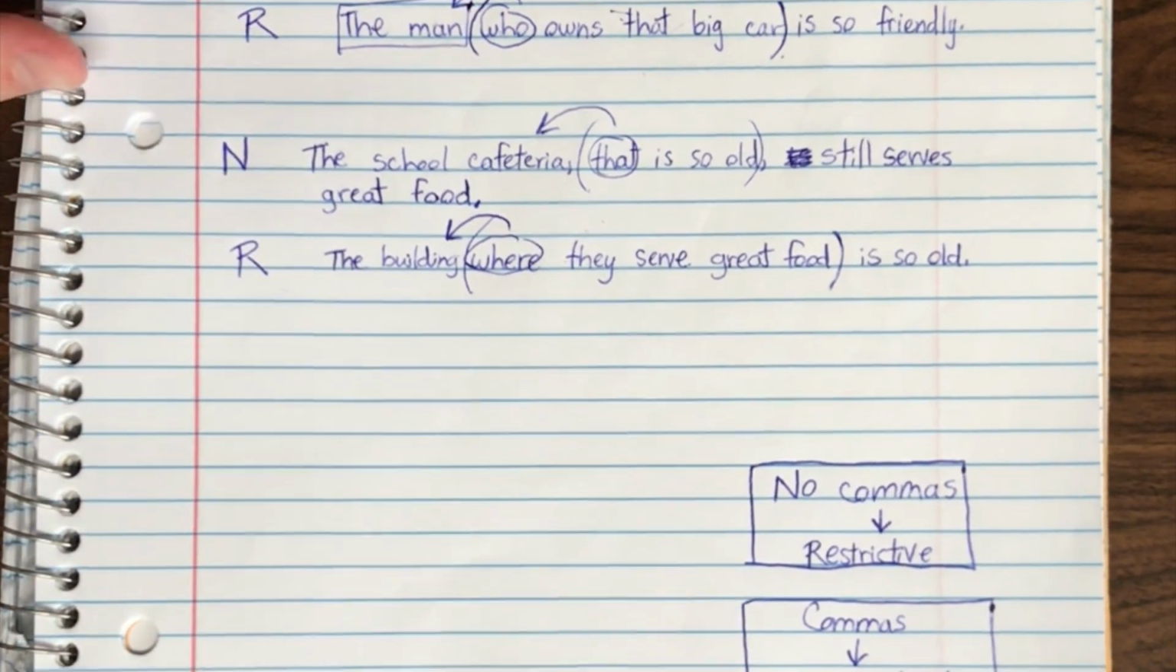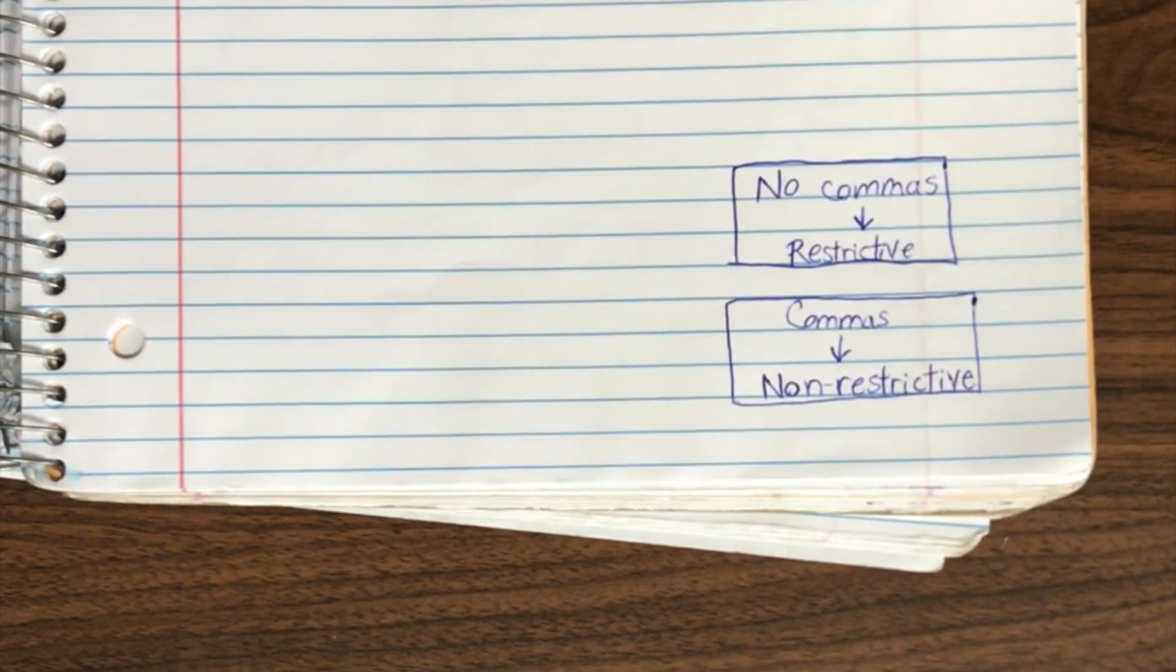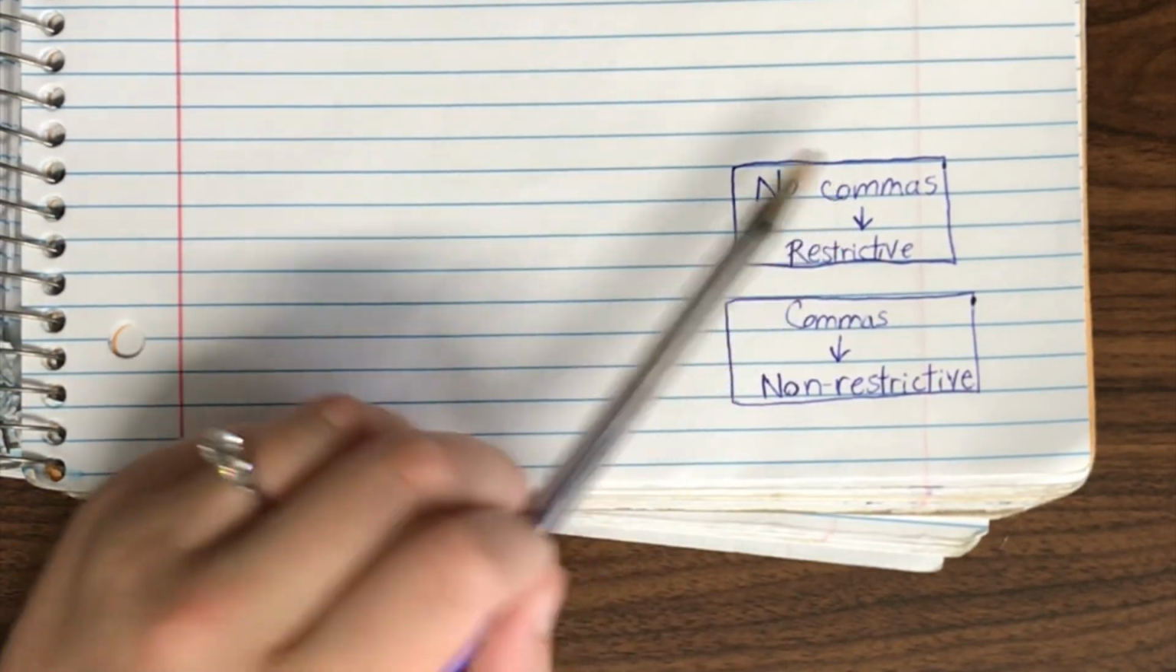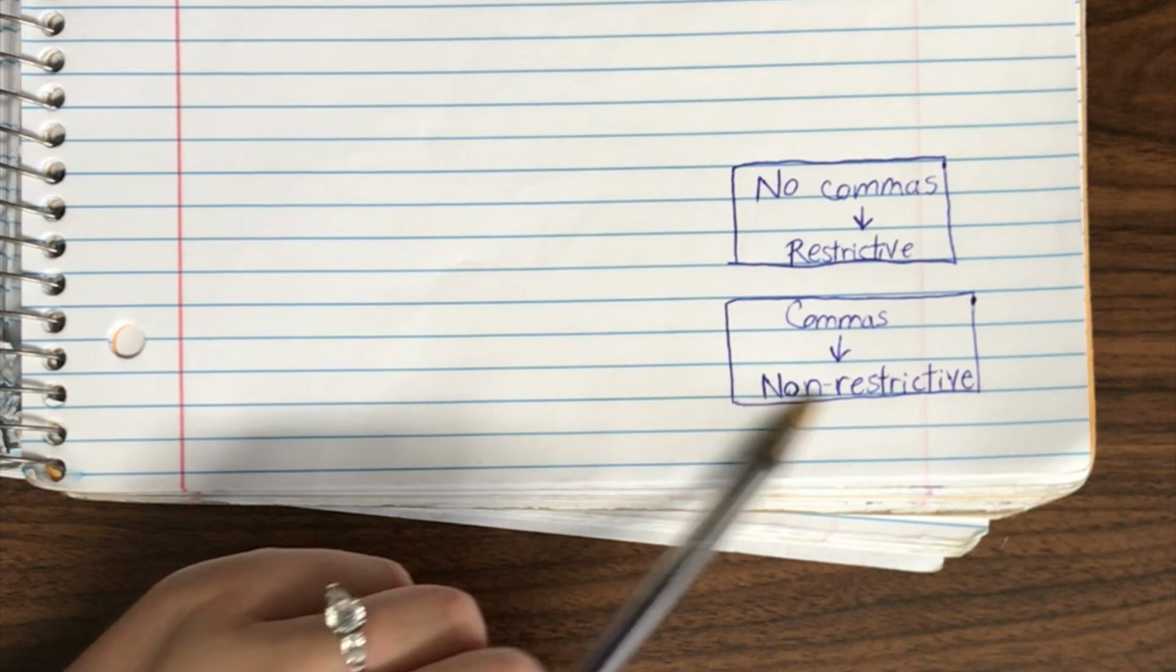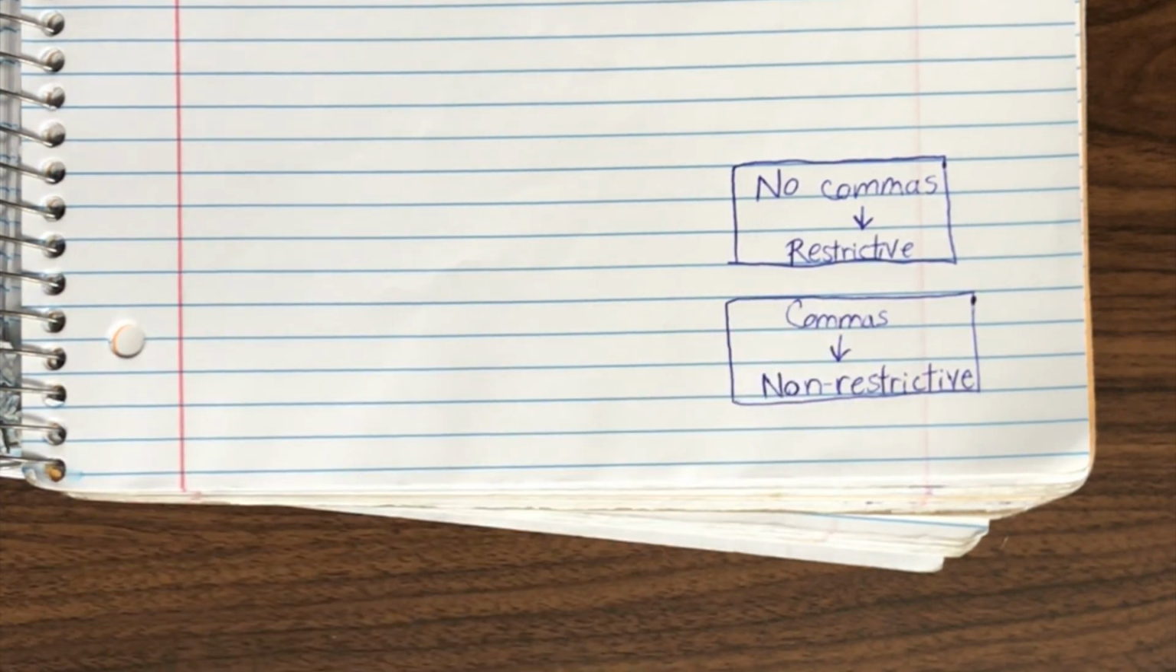So at the bottom here, we just have our quick reminders. Restrictive clauses have no commas. Non-restrictive clauses have commas. I hope this can clear things up and help you on your restrictive and non-restrictive adjective clauses.